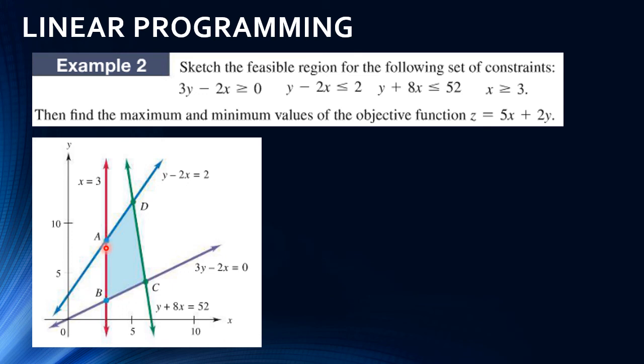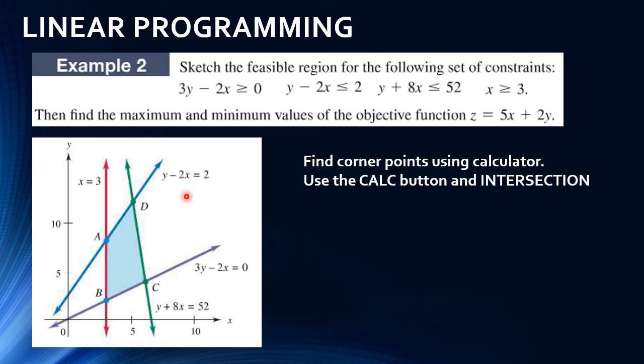x equals 3, this one's actually much easier because all you have to do is plug in 3 to the blue equation, y minus 2x equals 2, plug in 3 for x, and then calculate y. And down here, in this other equation, plug in x equals 3 into 3y minus 2x and calculate y. But we've got 4 different corners, so you need to figure out what those corner values are. And again, try this with your calculator using the calc and intersection functions on the top row to the right.